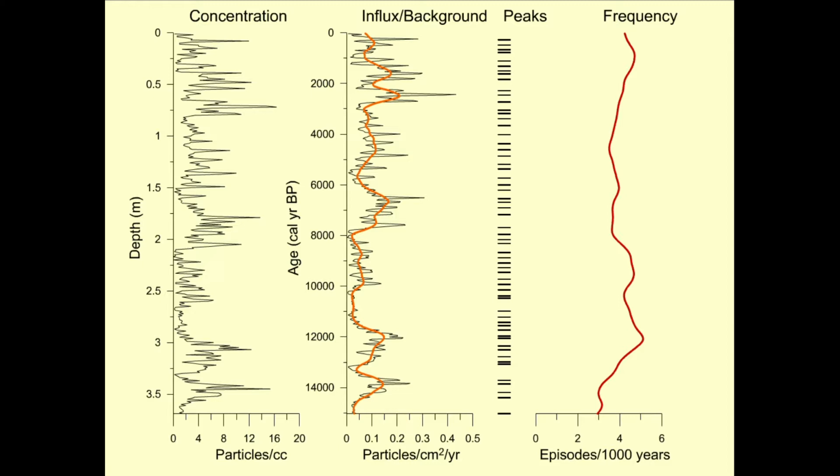And then what we want to identify are peaks. What are the fire events in the episode, or excuse me, in the system? So when the influx exceeds the background, so when the black line exceeds the red line, we have it register as a peak, and then these peaks are smoothed over time to give us a fire frequency. Classically, these records have been presented as episodes per 1,000 years. So how many fire episodes per 1,000 years?